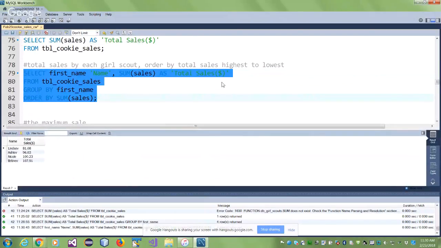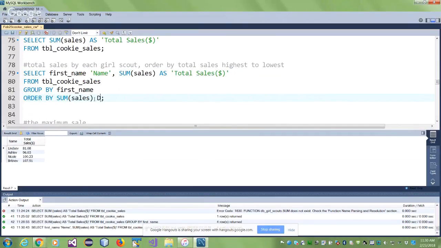Now it's making sense. So Lindsay has made a total sales of $81.08, then Ashley, Nicole, and Brittany. And they're going by ascending order. I said highest to lowest. So what should I add? Descending. That's all I have to do. Right? Now, just so that you know, there's nothing wrong in this at all.